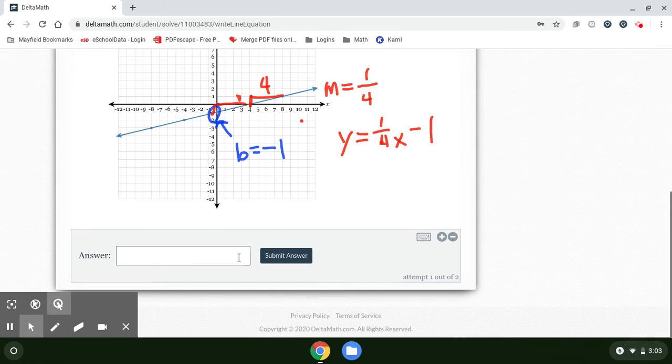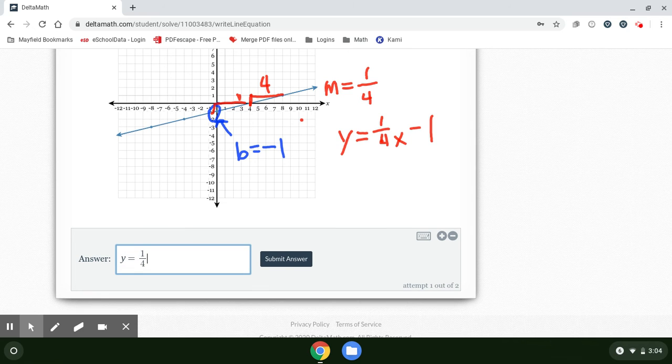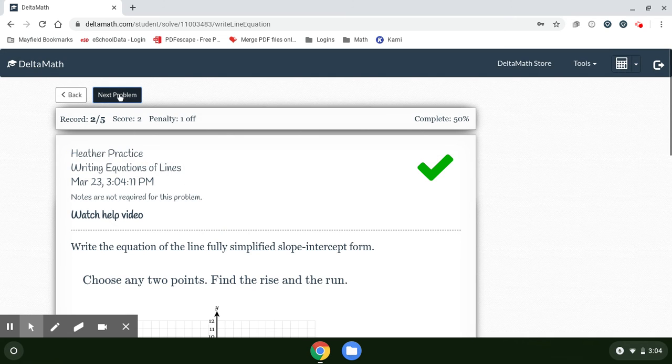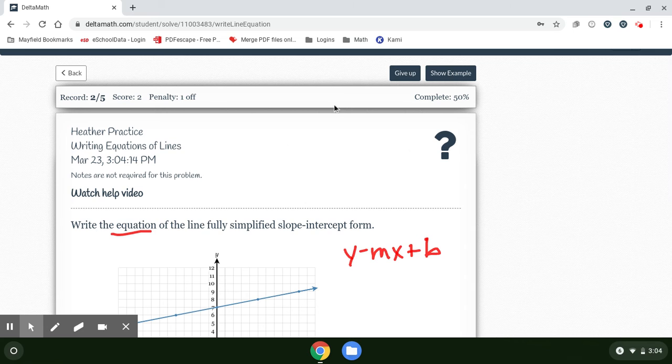So now I'll go down to type in my equation. Y equals 1/4. Now I know I have to hit the right arrow. X minus 1. Submit answer. Okay. So while I'm going through them, I always want to start by looking from where my line crosses the y-axis, and then from that point drawing my triangle. Okay, if the line is going upward, it's a positive line.